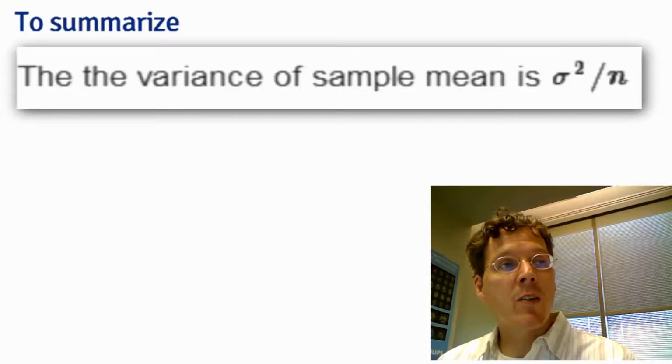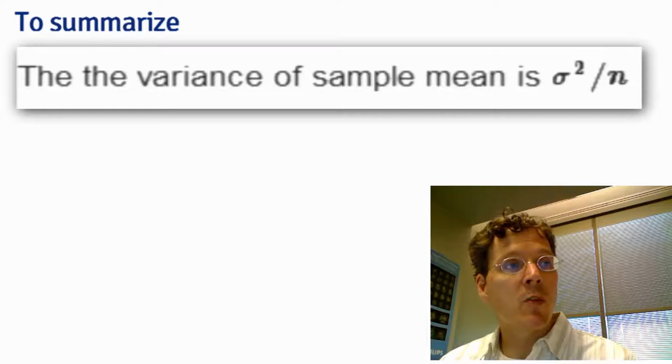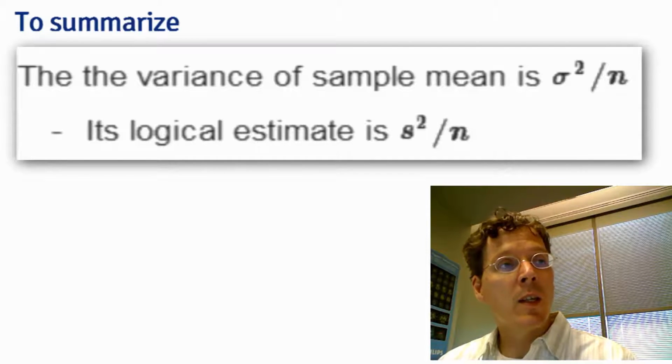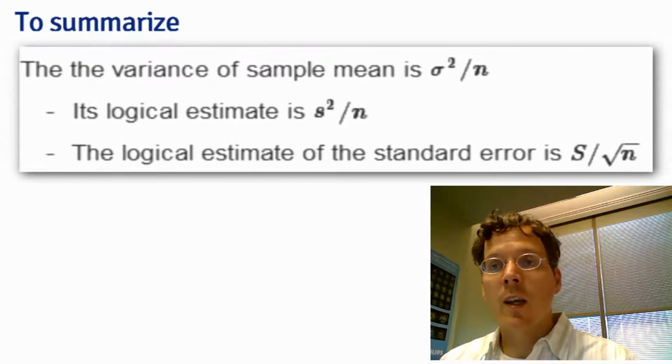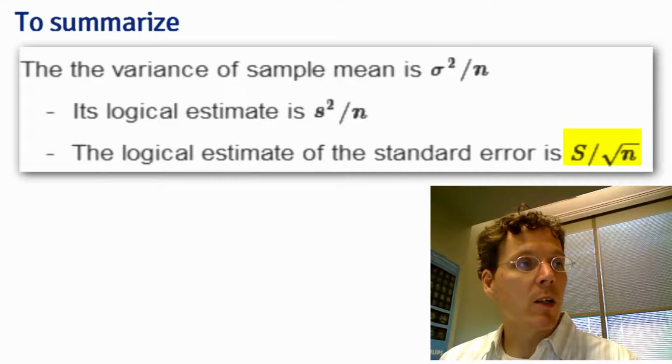Now, in a given data set, we don't have repeated sample means to estimate this, but what we do have is repeated draws from the original population in order to estimate sigma squared. So the logical estimate of the sample variance of the mean is s squared over n, and thus the logical estimate of the standard error is s over square root n. This quantity right here, s over square root n, is so important it's given its own name, the standard error of the mean, or the sample standard error of the mean.